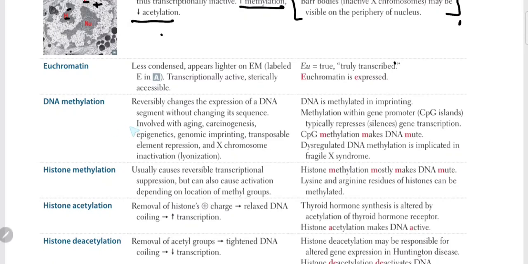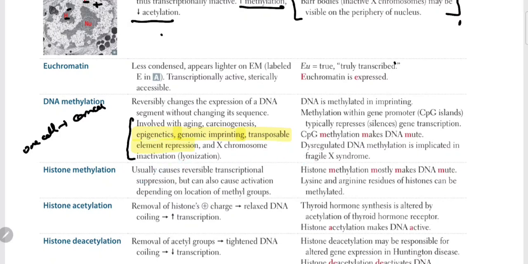So basically DNA methylation is involved with aging and carcinogenesis. Aging and carcinogenesis are self-explanatory: it is involved as cells age, and carcinogenesis is basically when one cell turns into a cancer cell. But sometimes we are confused when it comes to epigenetics, genomic imprinting, transposable element repression, and X chromosome inactivation.